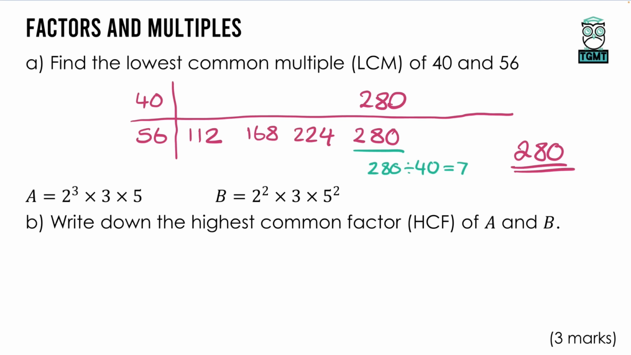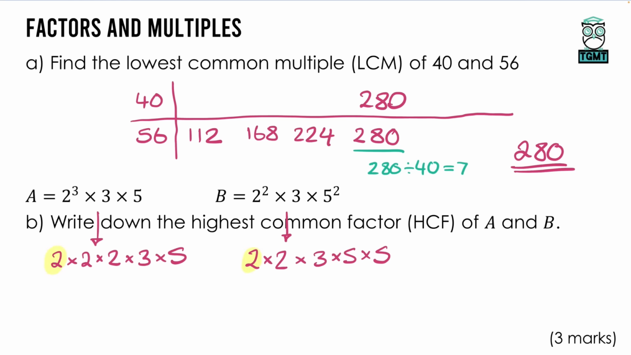Now it might be that that's okay for you to find the highest common factor of, but there is an easier method. If you write these numbers out in the sort of long form, so 2 times 2 times 2 times 3 times 5, and our other number, 2 times 2 as it's 2 squared, times 3 times 5 times 5, all we actually have to do is identify the numbers that are in both. They both have a 2, they both have another 2, they both have a 3, and they both have a 5.